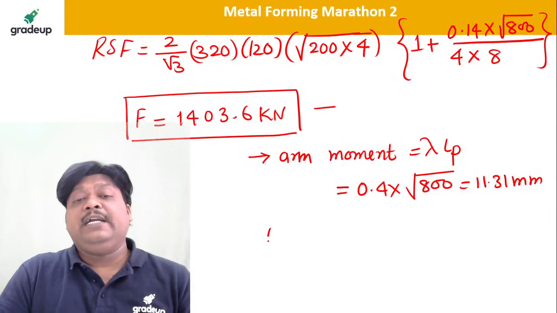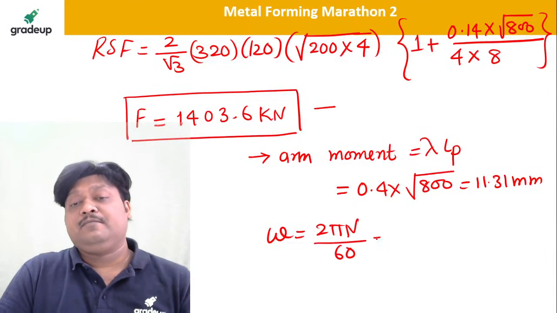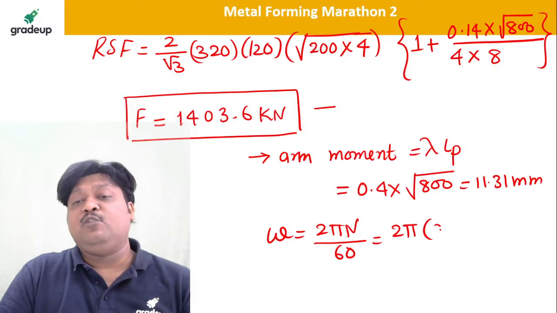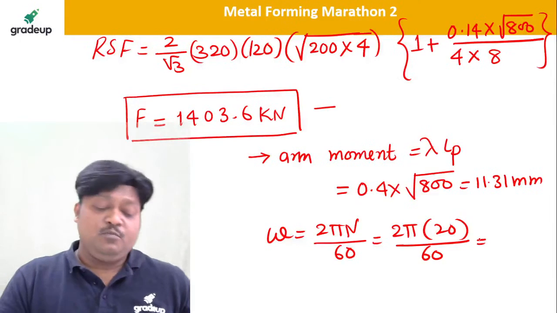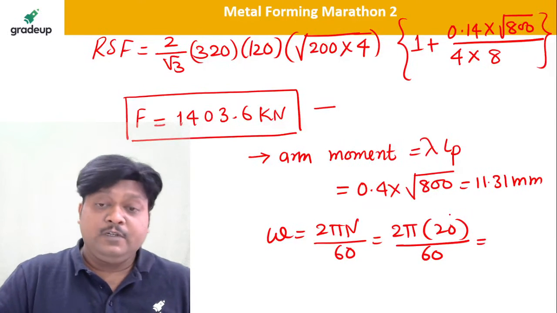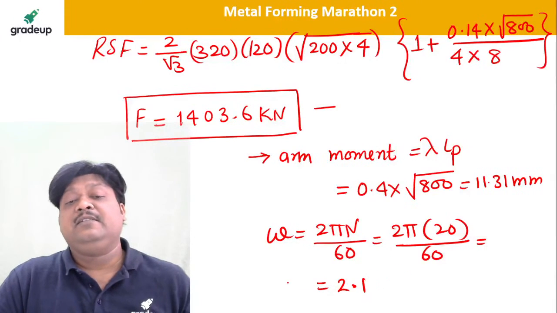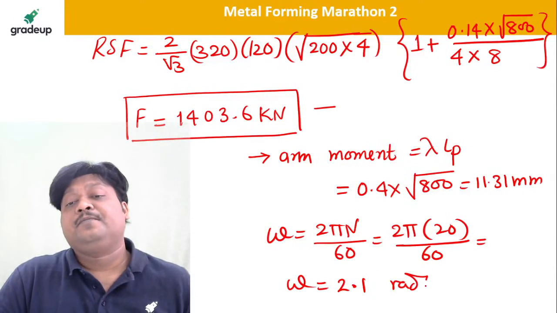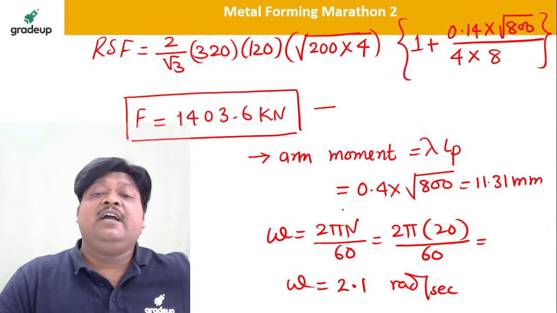And omega is what? 2 pi N divided by 60. So 2 pi into RPM, 20, divided by 60. How much is it? So omega is nothing but 2.1 radian per second. Right? So everything we have calculated.